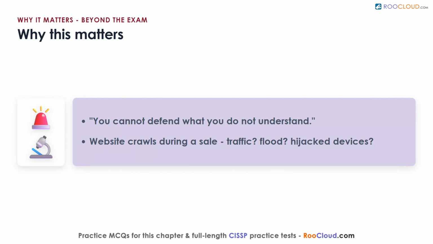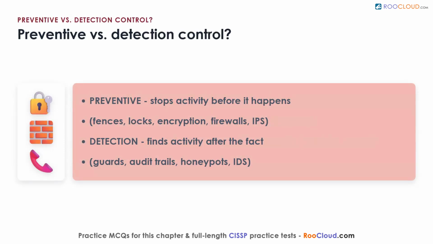Picture a mid-sized retailer whose website suddenly slows to a crawl during a holiday sale. Is it traffic, a flood attack, or a hijacked fleet of devices hammering the server? On the job, recognizing the shape of an attack lets you pick the right countermeasure fast, instead of guessing while revenue leaks away. What is the difference between a preventive and a detection control?